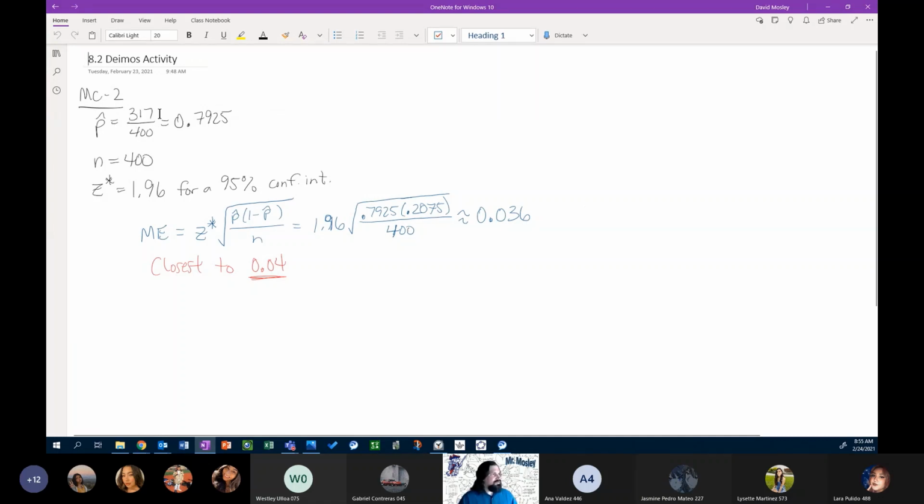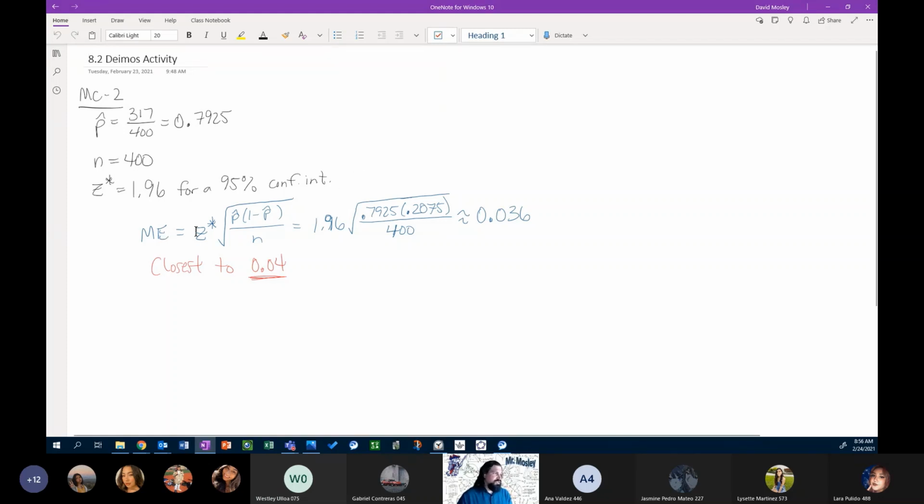We get a p hat of 317 over 400, and that gives us 0.7925. We have a sample size n of 400. Z star equals 1.96 for a 95% confidence interval. And this is based on what we did yesterday. A 95% confidence interval happens a lot, so just remembering that the Z star is 1.96 can be helpful.